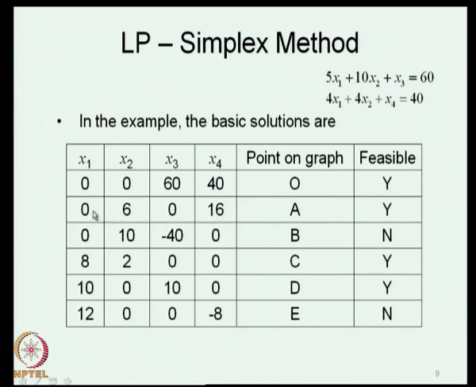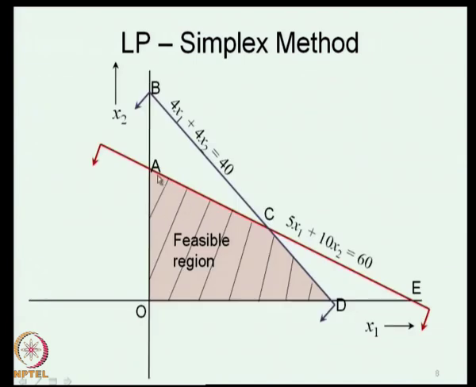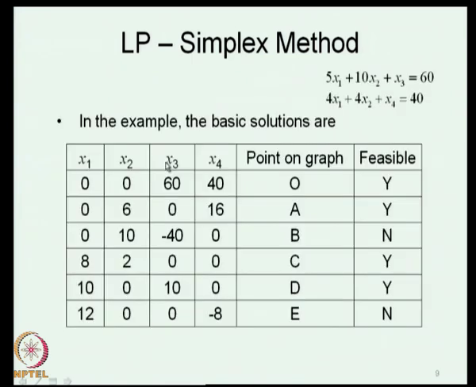Now, x1 is 0, x3 is 0, which means x1 is 0 and x2 is 6. That will be this point. X1 is 0 and x2 is 6, that will be point A here. Is it feasible? Yes, it is feasible because it is on the corner point of the feasible region.